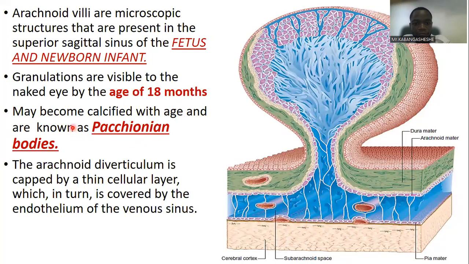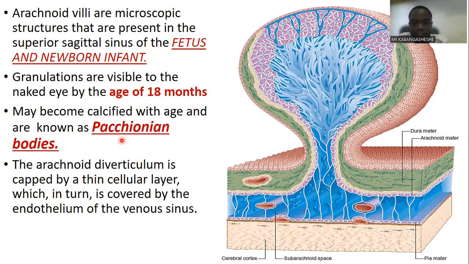Now, as we grow older, these become calcified. So calcium is deposited here, just like we saw that calcium can also be deposited in the choroid plexus with age. If it's deposited in the choroid plexus and the choroid plexus becomes hardened, we call that a glomus. But if the arachnoid granulations become hardened, we call that the Pacchionian bodies. So you need to be aware of those terminologies.